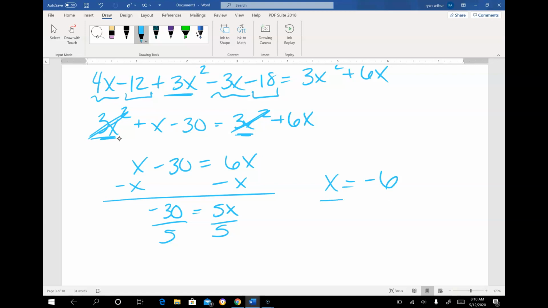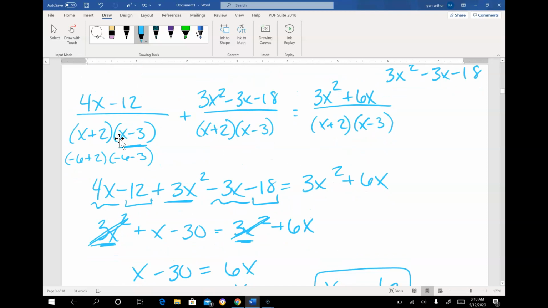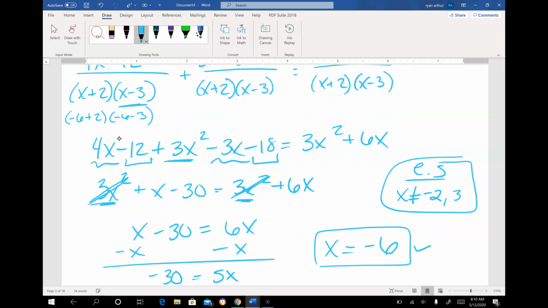Now, you need to check that. Can it equal negative 6? Well, negative 6 plus 2. So if I was to plug negative 6 in here, is it going to give me 0? No, it's not. Okay? So, your string of solutions here are going to be, x can't be negative 2, because negative 2 plus 2 makes 0. And then 3 minus 3 also makes 0. So those are my extraneous solutions. So negative 6 is okay. Okay, you have to check your answers.